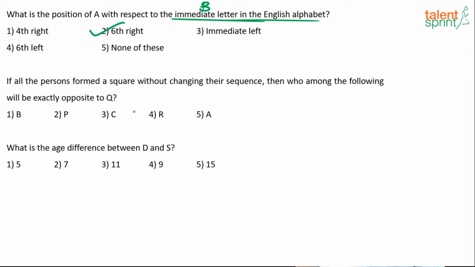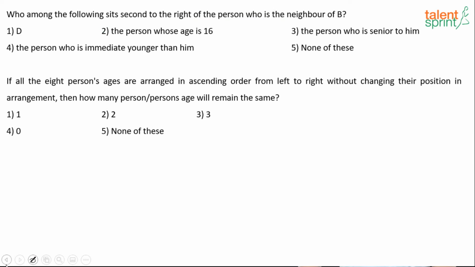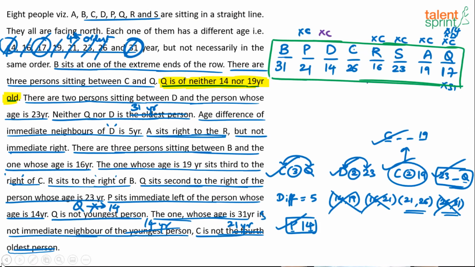If all the persons formed a square without changing their sequence, then who among the following will be exactly opposite to Q? So what does that mean? All the persons formed a square without changing their sequence. Try making a square. Let's see.